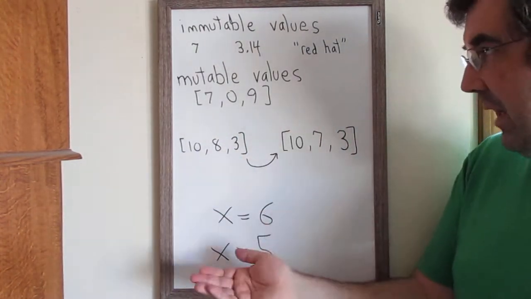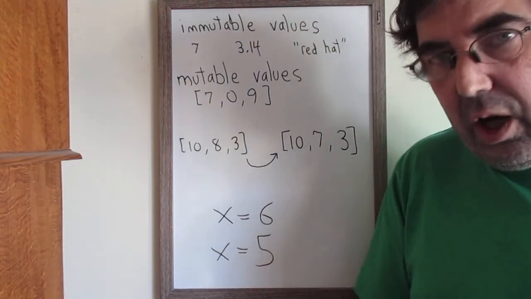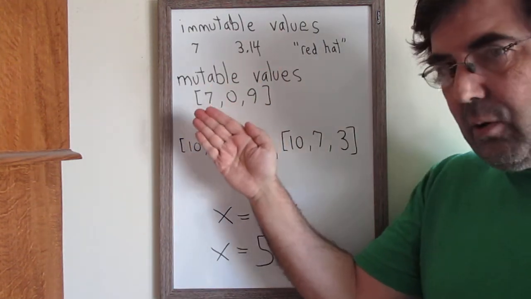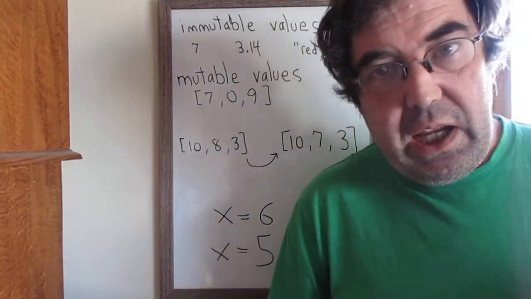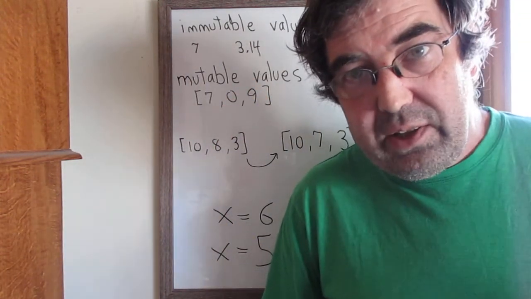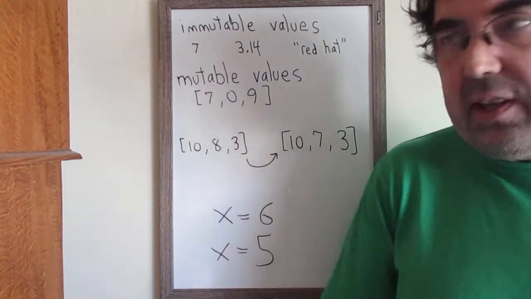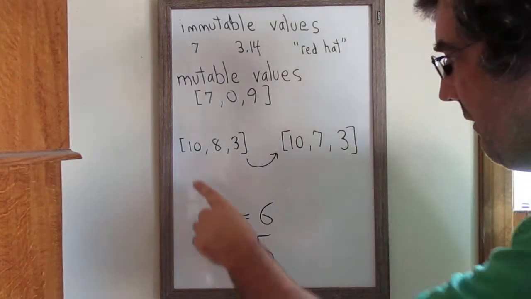So if you have a value that is not a number and not a string, most likely that value is a complex value. That value is one single value with multiple pieces inside. And if you can change one of those internal pieces, therefore, that value is a mutable value. Here is an array.